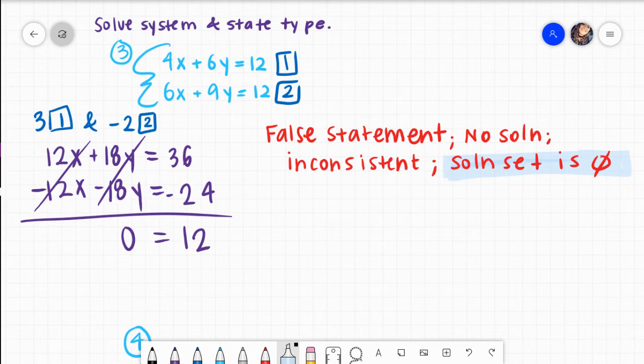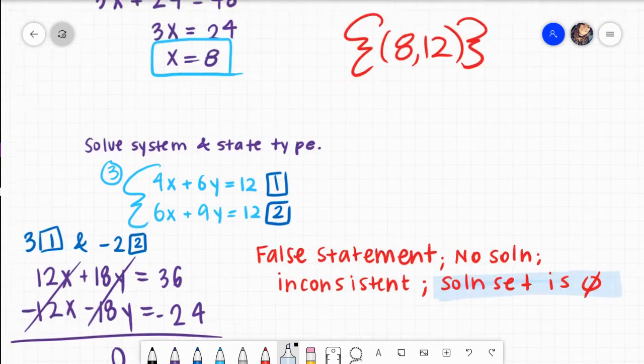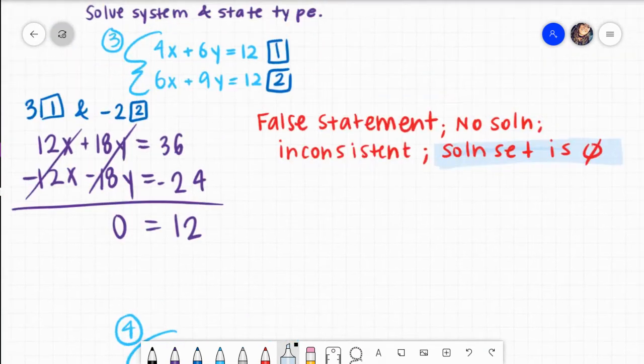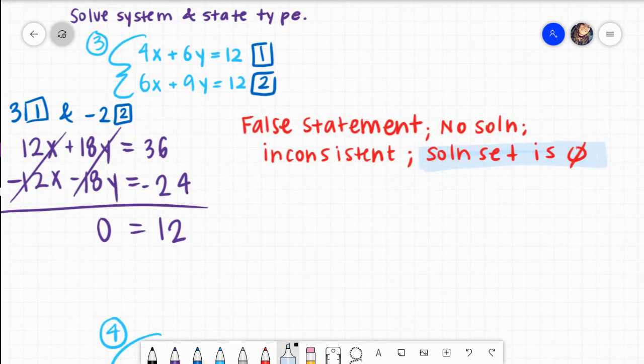So the reason why it's false, there's no solution, it's inconsistent, and the solution set, right? These are solution sets, y'all. That's a solution set, right? I was able to find a solution. I can't find a solution here, so it's empty. The reason why is because 0 does not equal 12, okay?